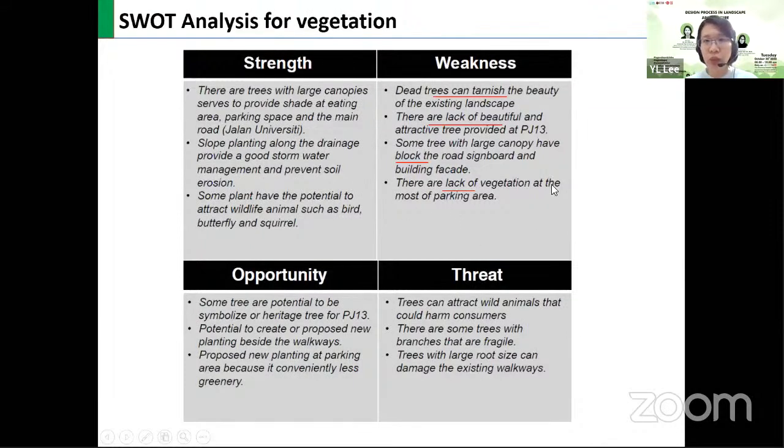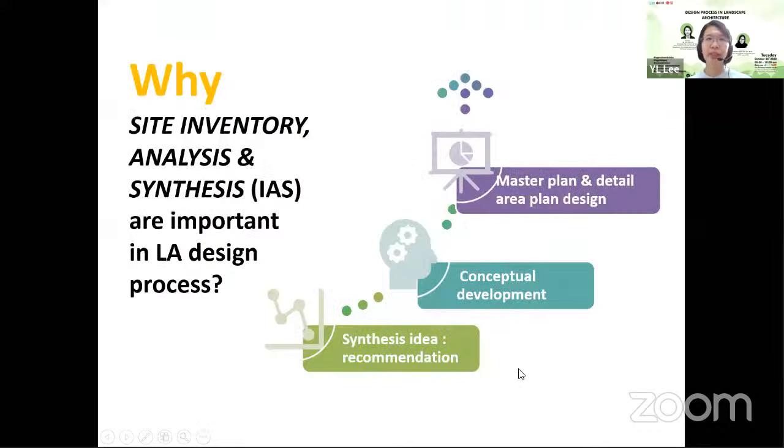When you come to the weakness, let's say the dead trees tarnish the beauty. So it is something negative. Here is the weakness. Opportunity is something good as well. So what can help? Strengths and weaknesses you can judge on the site. Opportunities and threats are something you can think about after you do your analysis. So basically, opportunity and threat are something that you can suggest. You can see from another perspective what is an opportunity for the site. All right. Always remember, write in simple sentences. No need to be too complicated, so it is easy to understand.